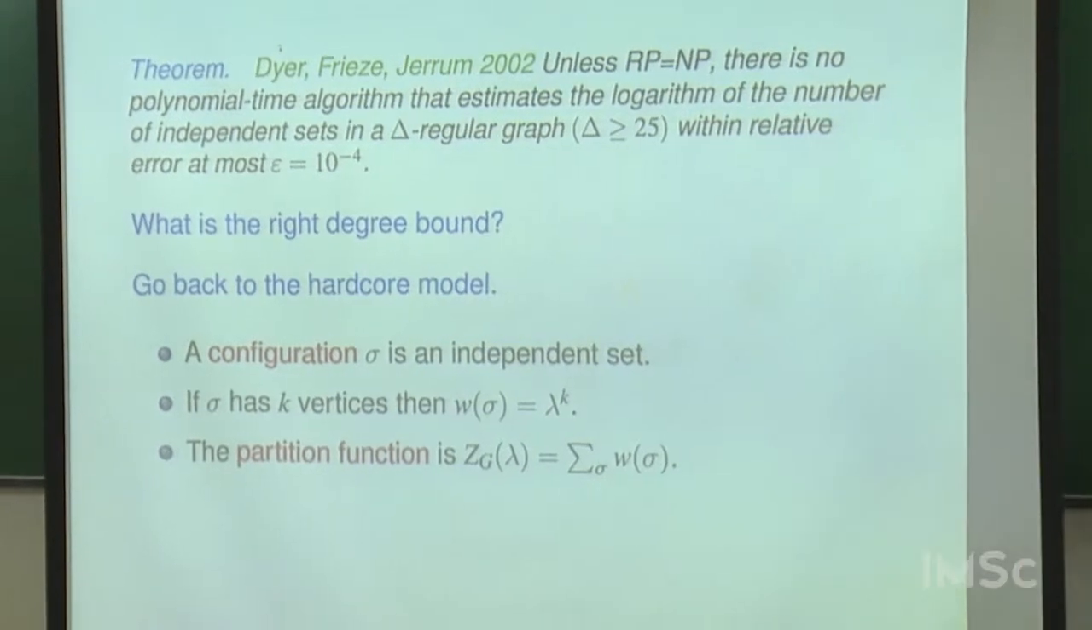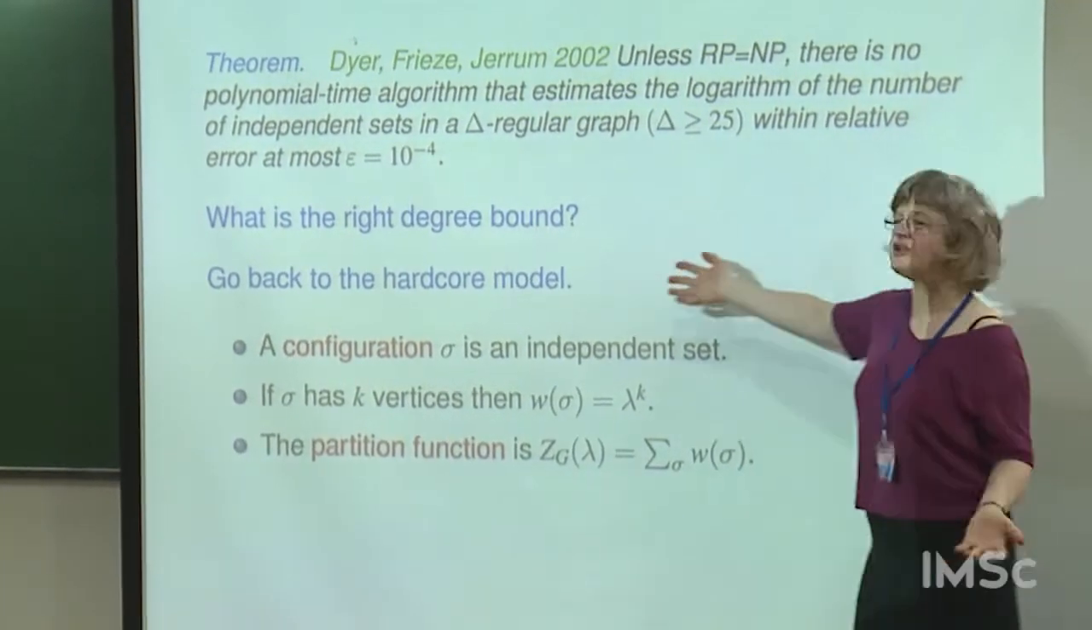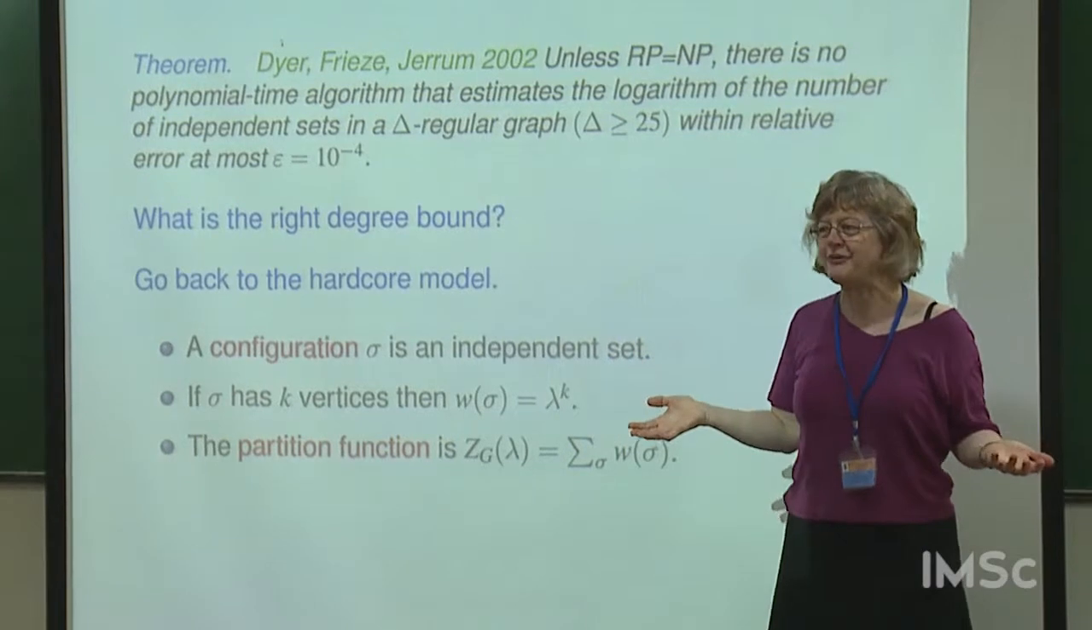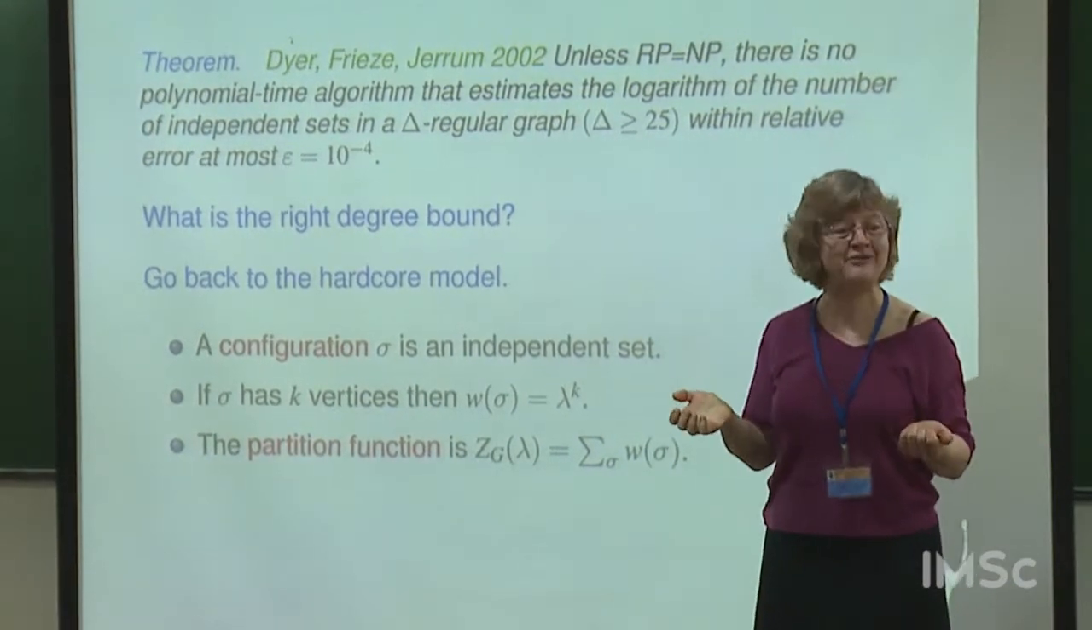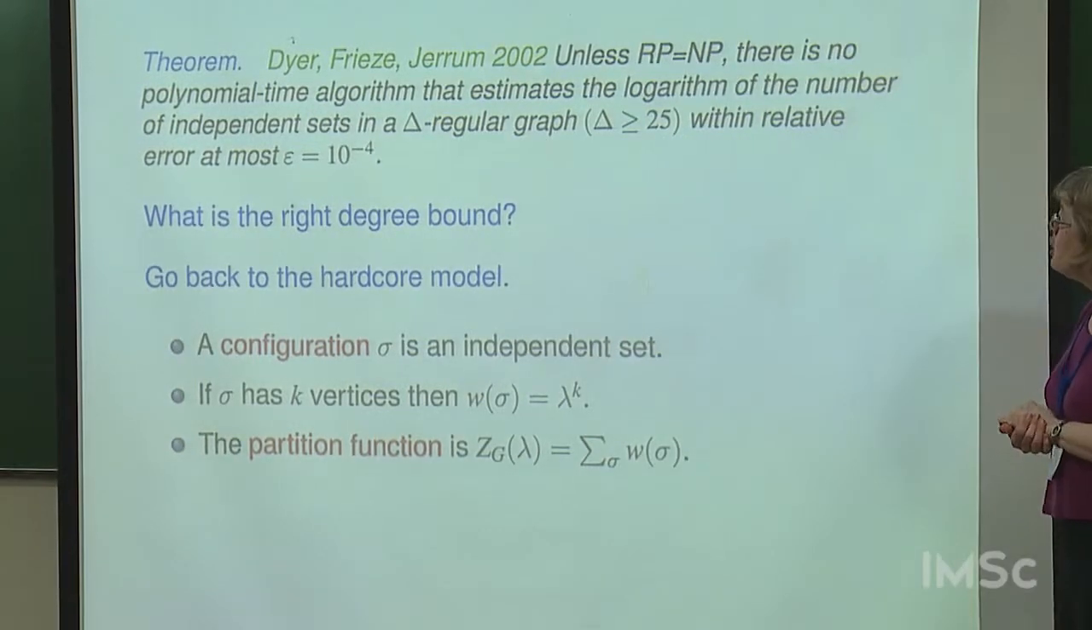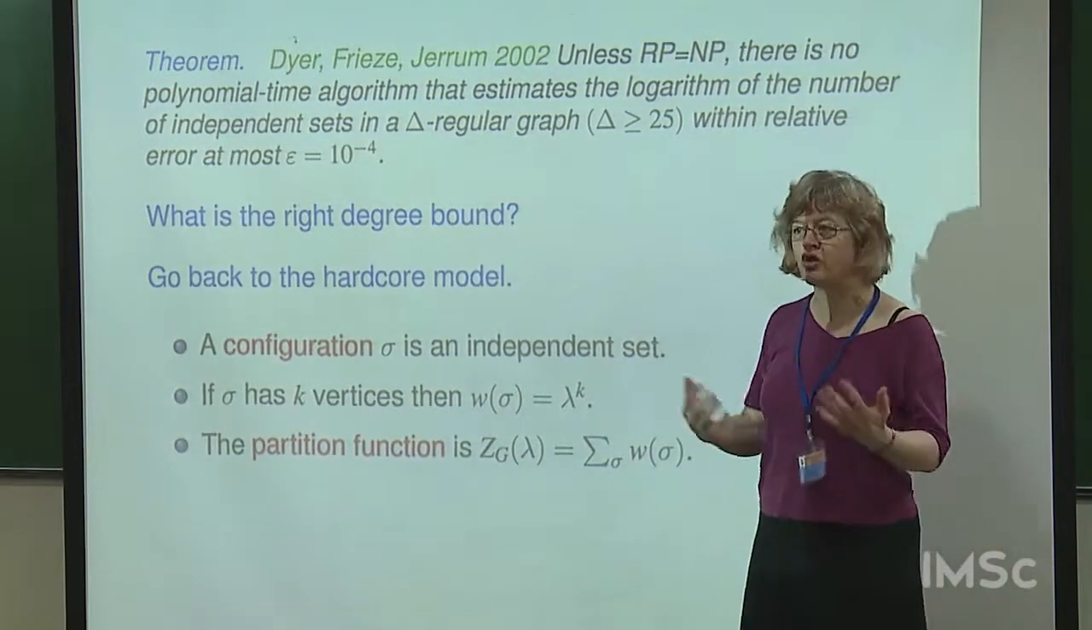Okay, so that's degree 25, and then what people were wondering after that is what's the right degree bound? Because we already kind of saw the hint that the phase transition should really happen between 5 and 6. But to address this question, I want to go back to the hardcore model.